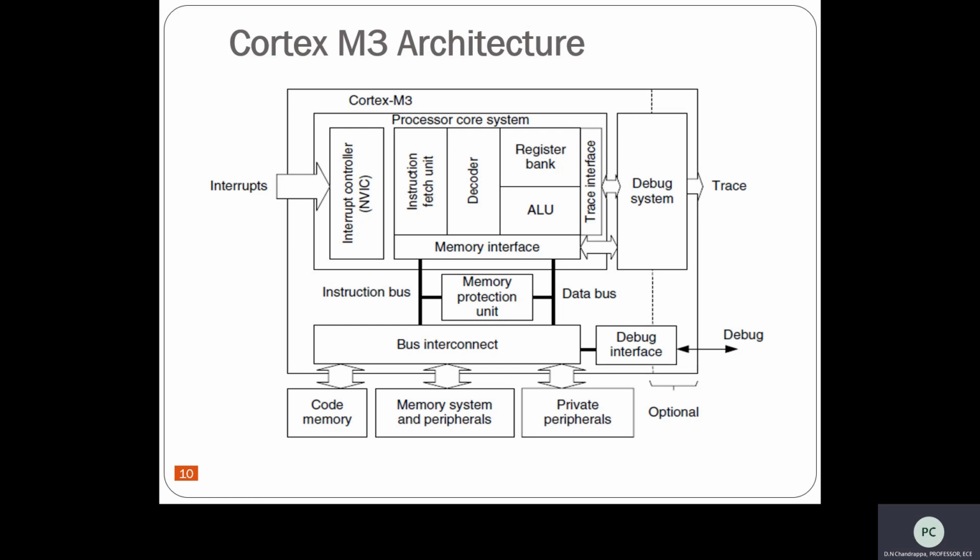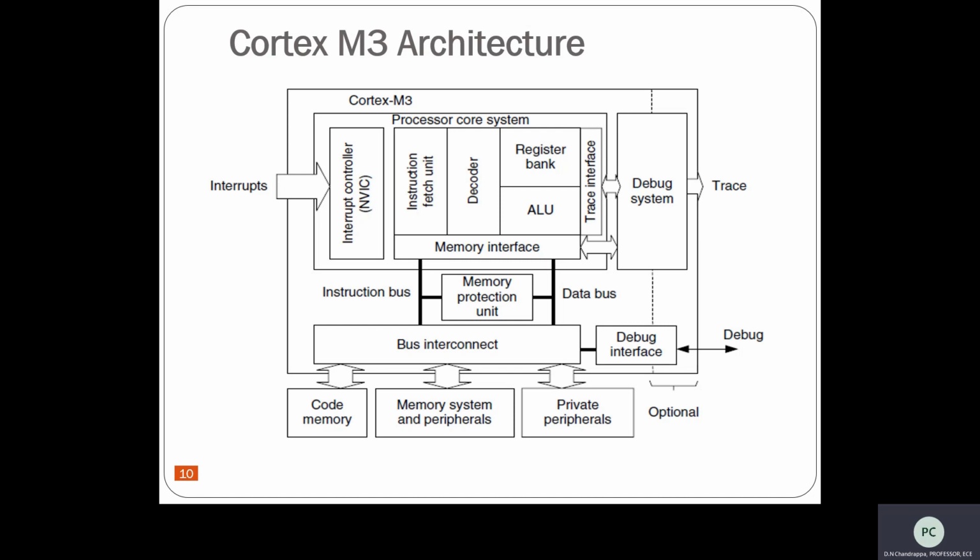And the other blocks in the architecture include the code memory, of course, to store the program, and then the memory system and peripherals. Here we can use some external peripherals also. The memory related peripherals we are going to use are called the memory system and peripherals, and then the private peripherals, some of the peripherals we are going to connect, are called private peripherals.